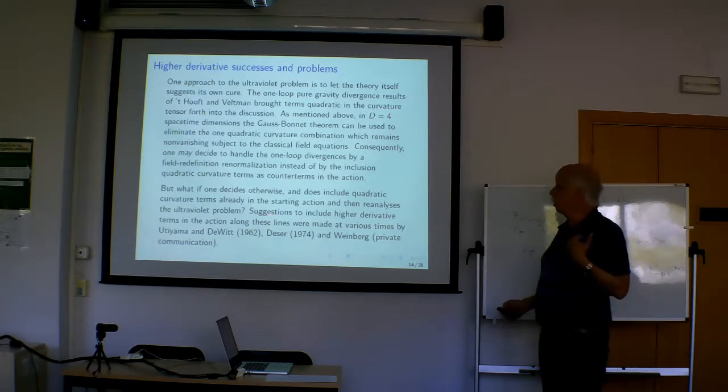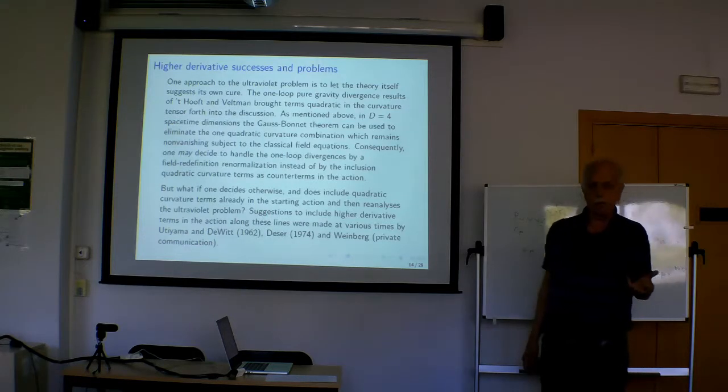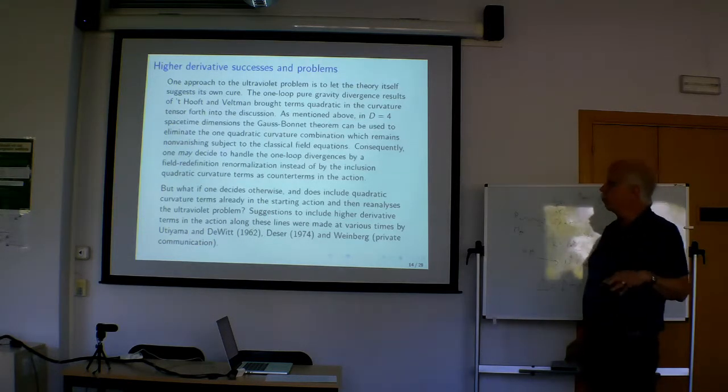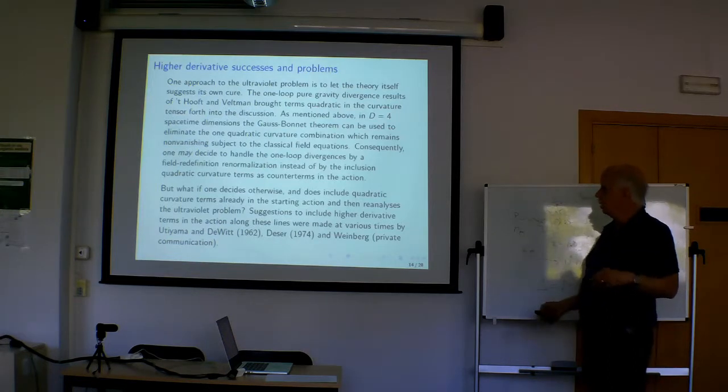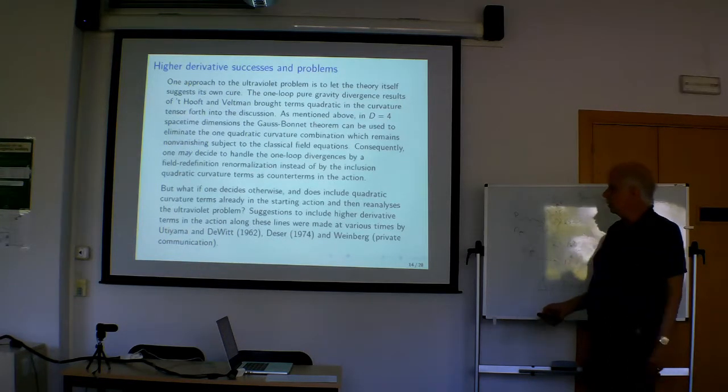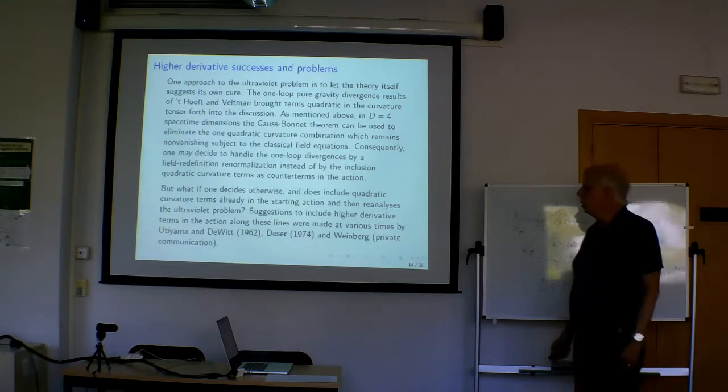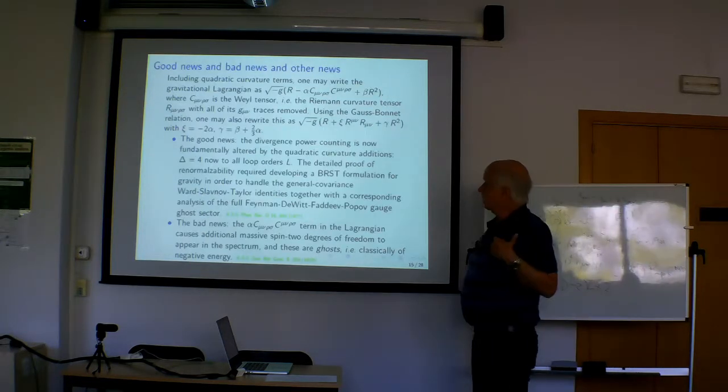Include R_mu_nu squared and R squared terms in the starting action. Go back and re-look at the ultraviolet problem and see what you see. These suggestions were made by Utiyama and DeWitt, Stanley Deser, and Steven Weinberg, and I did the calculation.